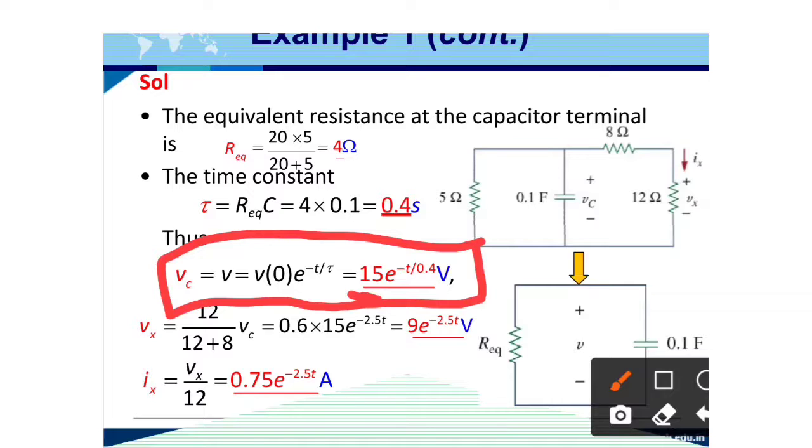If asked, to find the capacitor voltage at 4 seconds, we will put t = 4. But here we only have to give the equation.